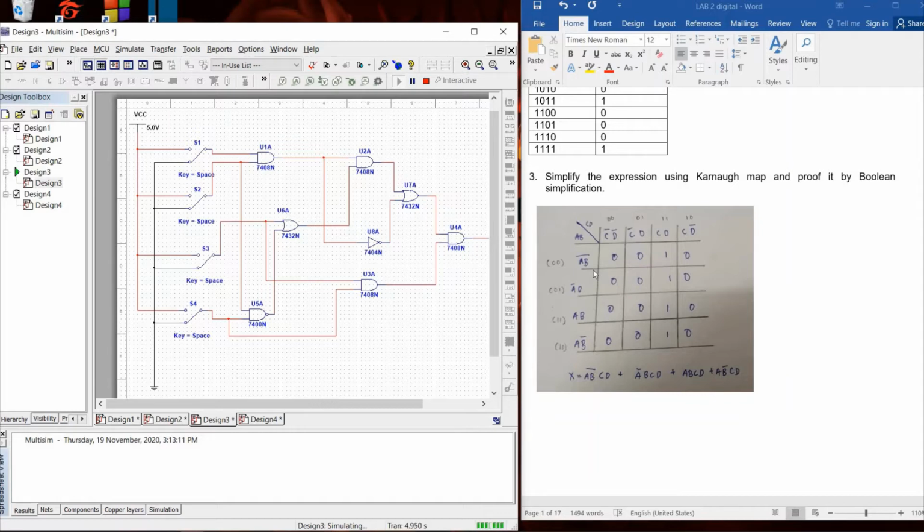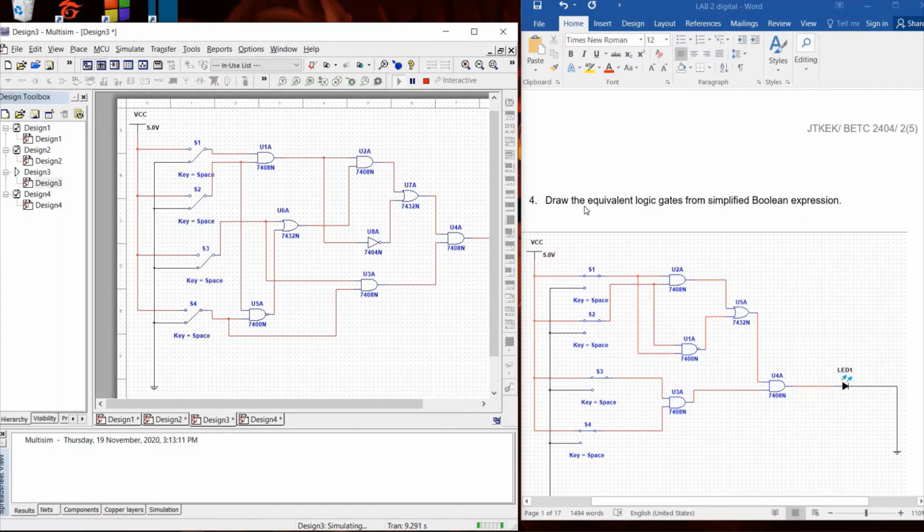I started with A bar B, AB, and AB bar, and up here I put CD, C bar D bar, C bar D, CD, and CD bar. The 0 0 here is the input, and in this table these are the outputs. Then my simplified Boolean equation is X equals AB bar CD plus A bar BCD plus ABCD plus AB bar CD.